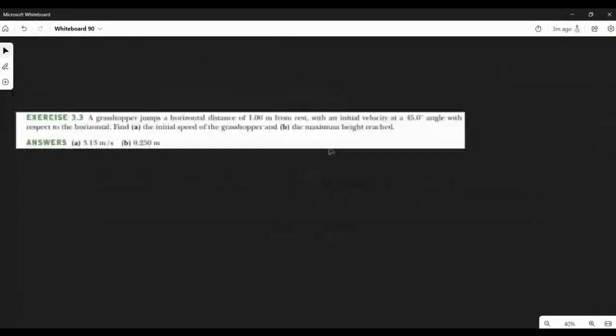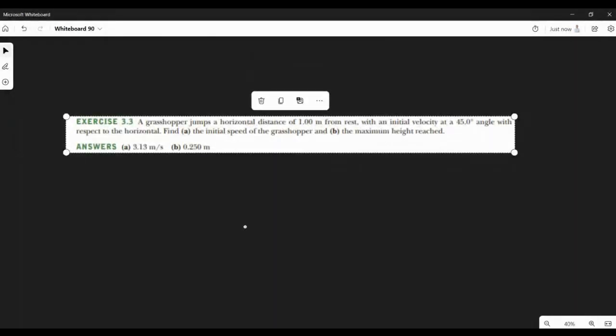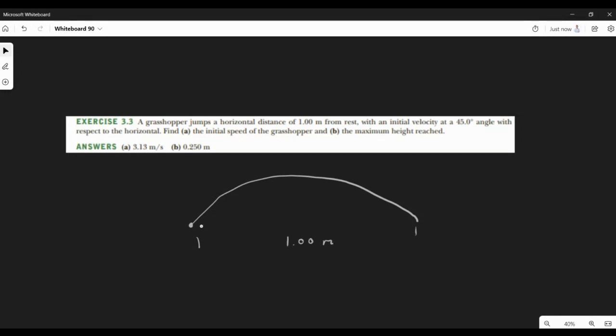Pasting here. So what you basically have here is a grasshopper, and he jumps 1 meter from rest. So that is 1.00 meters, from here to here. He leaves at an angle of 45 degrees. What I want is the initial speed and the maximum height reached. Let's see if we can get that.